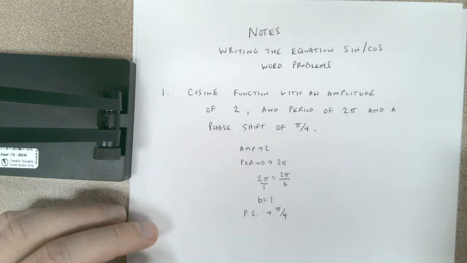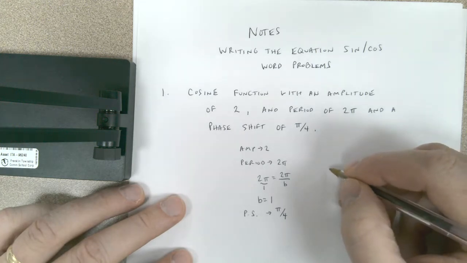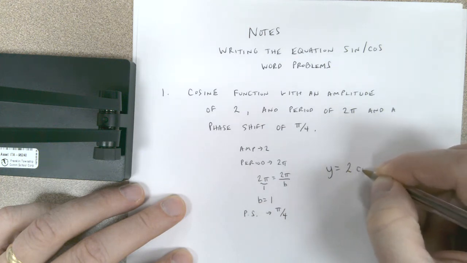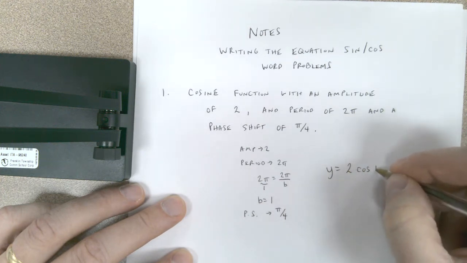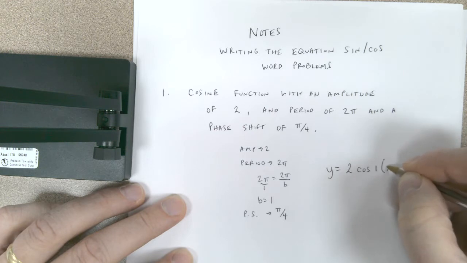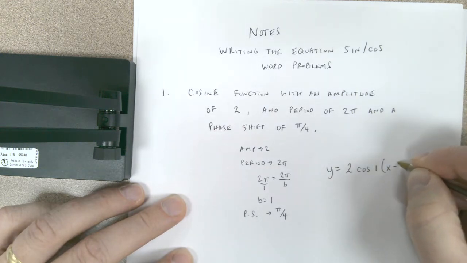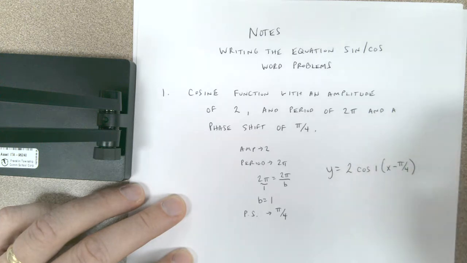So at this point, we're ready to go ahead and write the equation. So we can say y equals, amplitude is 2, cosine, b is 1, x, and because we're moving it to the right pi fourths, it's going to be minus pi fourths, and there's not going to be any vertical shift, so that would be the equation there.